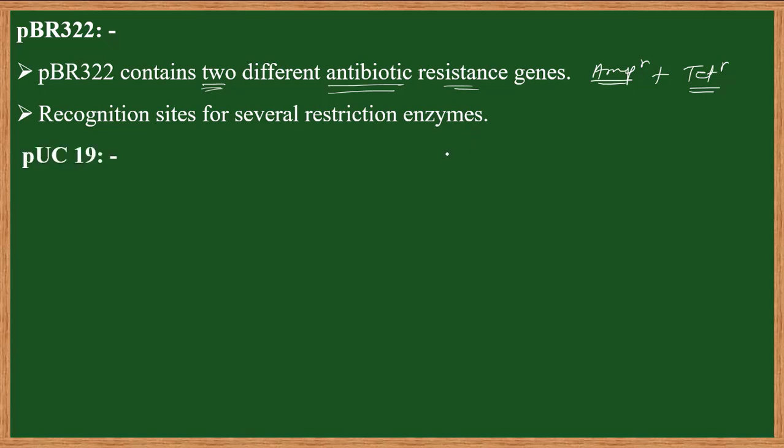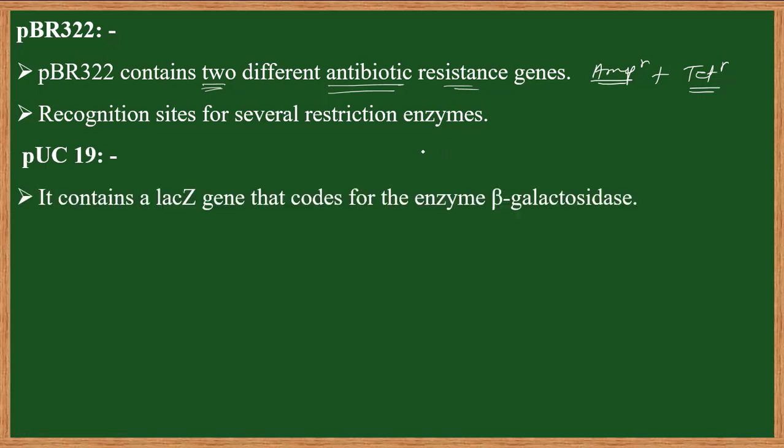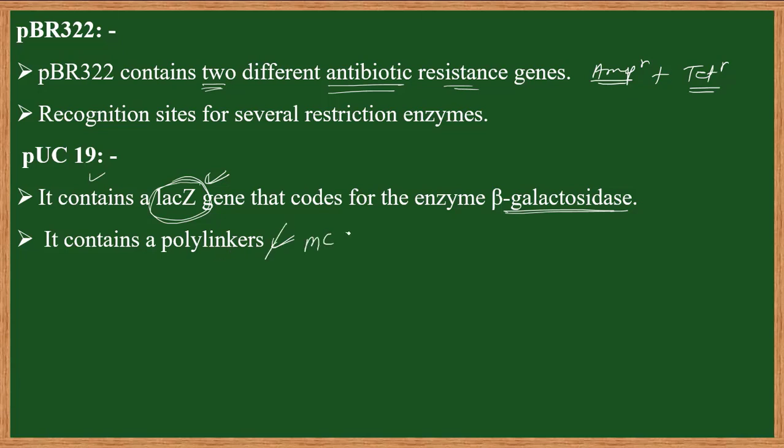Next we will see the characteristics of pUC19. Here is a very special character. Here the selectable marker is the lacZ gene. The lacZ gene codes for the enzyme beta galactosidase. And it contains a polylinker, only this one. When we see pBR322, there is no MCS type of site, but pUC19 has an MCS or polylinker. Both are the same. We can write polylinker or MCS, multiple cloning site.